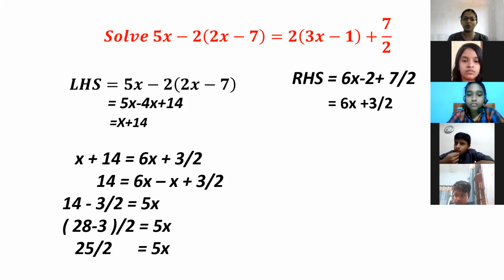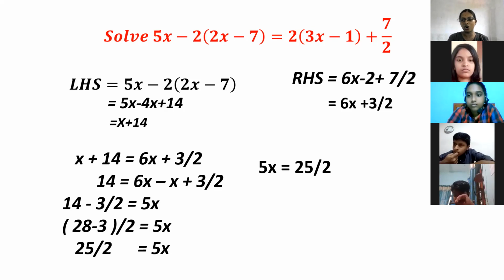Okay. Then, what is 28 minus 3? It is 25. That is 25 by 2 is equal to 5x. Now we get an equation having a variable on one side and a number on the other side, that we have studied in our previous class. So we know how to find the solution of an equation containing a variable on one side and a number on the other side. That is 5x is equal to 25 by 2.